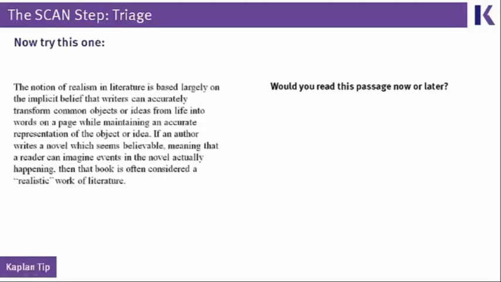Let's try one more example here. In this one, we've got realism in literature. So we're thinking literature, that's probably a humanities passage. And then we see that there's writing about realism in literature. So it's analyzing the idea of realism in literature. That's many levels deep. It looks like the sentence structure is a little bit more difficult too.